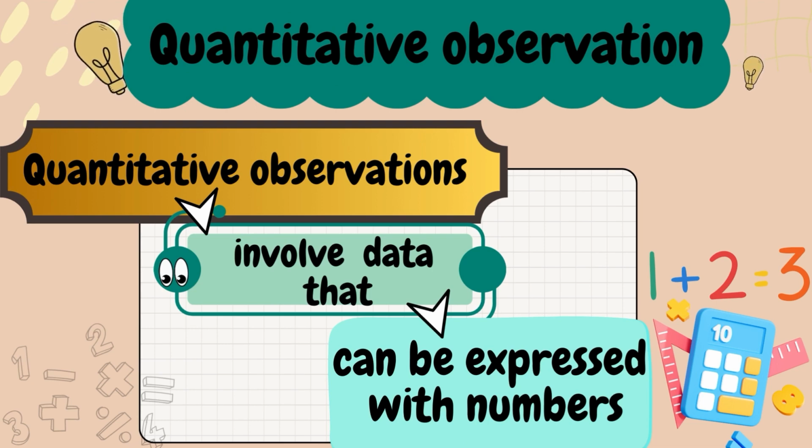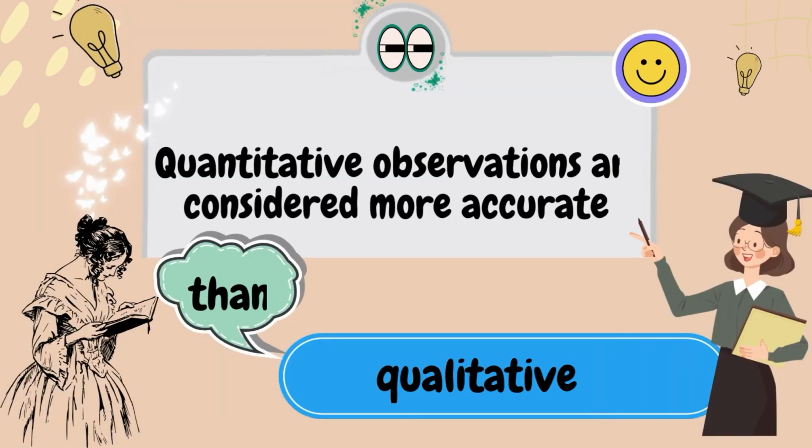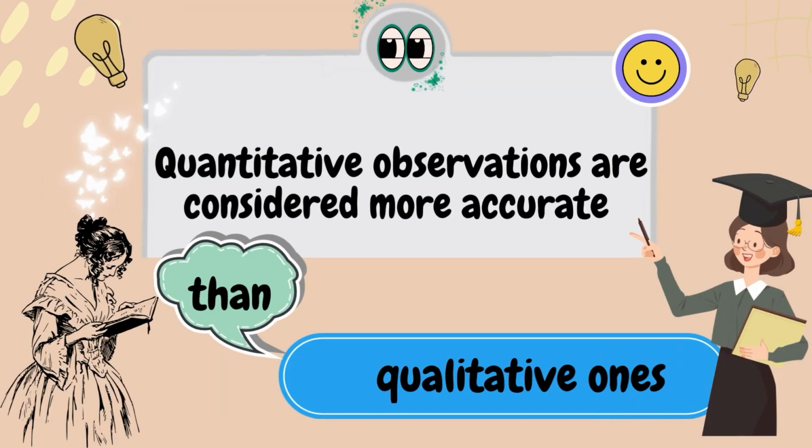So what is the definition of quantitative observation? Quantitative observation involves the data that can be expressed with numbers. Let's talk about the definition of qualitative observation. Qualitative observation involves the data that are typically based on subjective criteria.